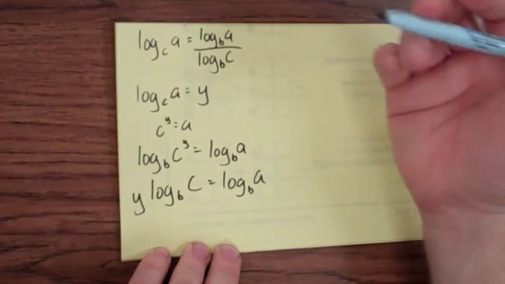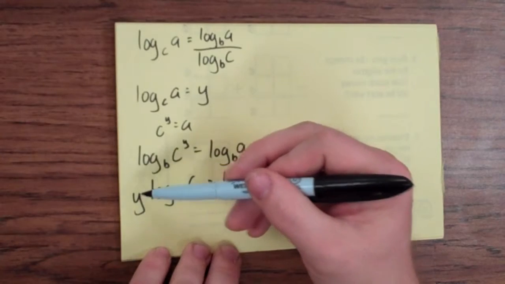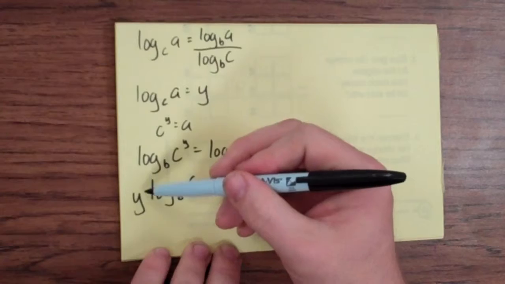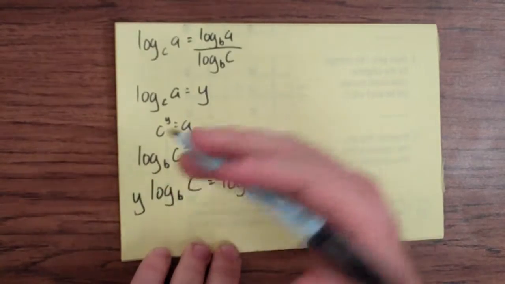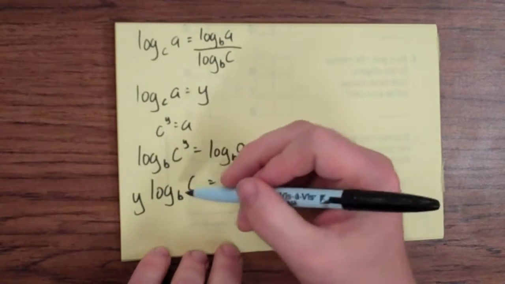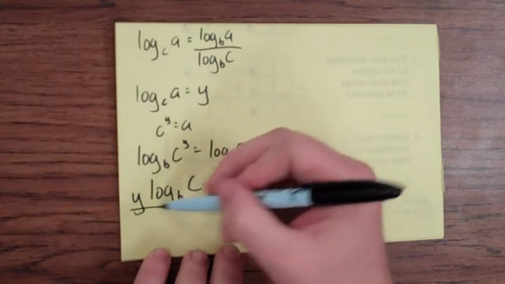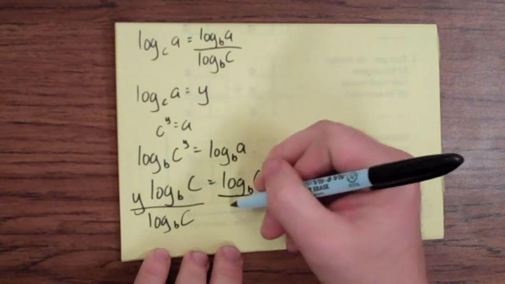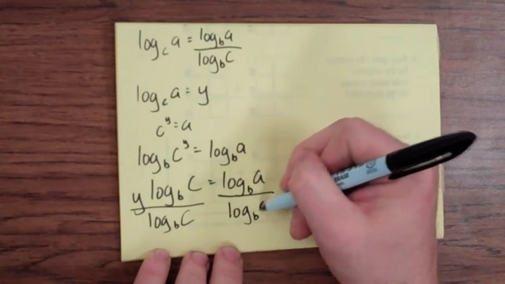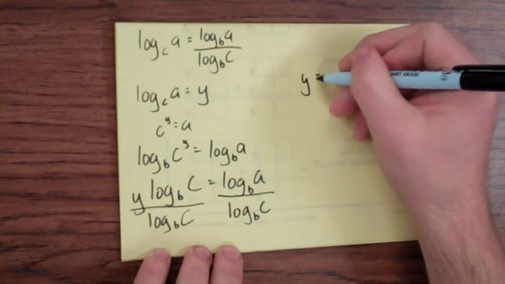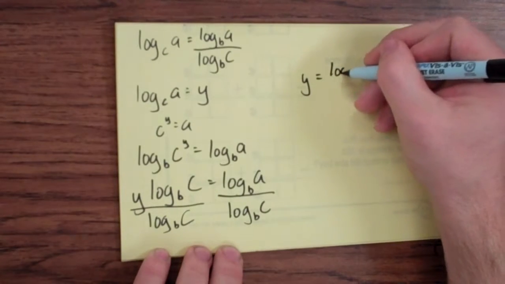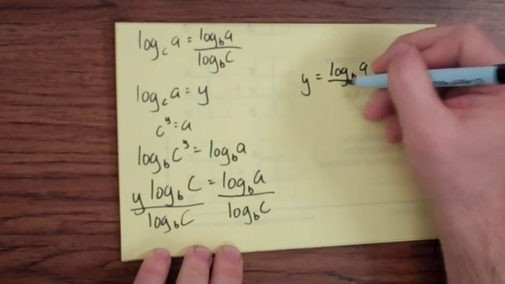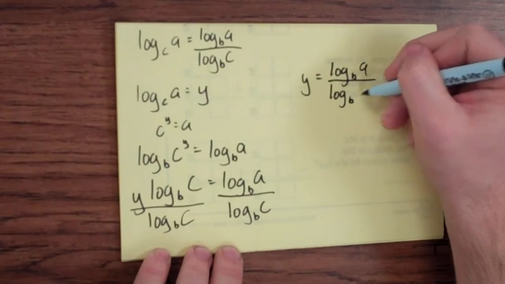Now, can we solve for y? Absolutely. We've got that y times log base b of c is equal to log base b of a. So if I have two things that are multiplied together and I want to separate them, cancel this thing out, then I would divide by that thing. I'm going to divide by the log base b of c. Y is equal to the log base b of a over the log base b of c.